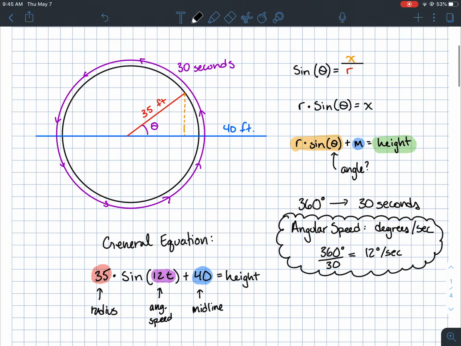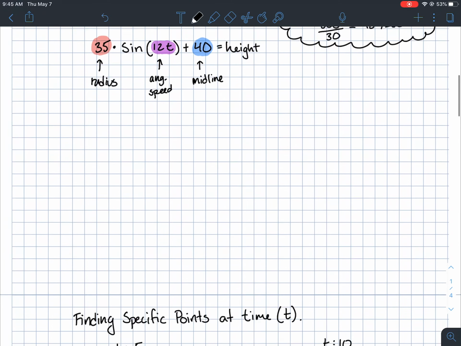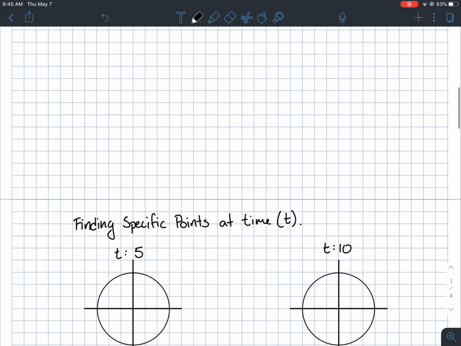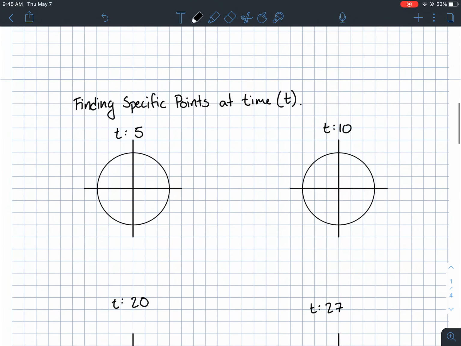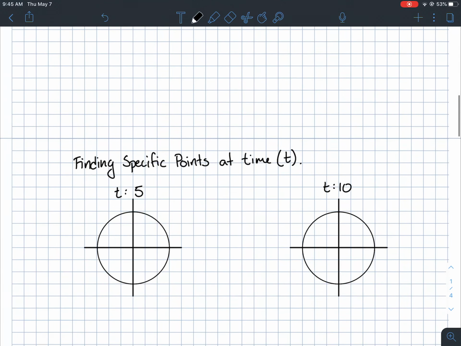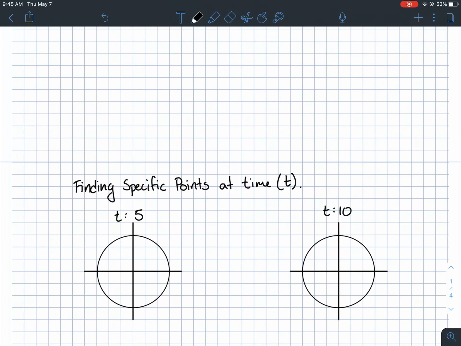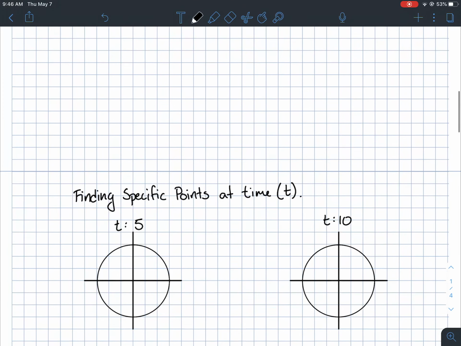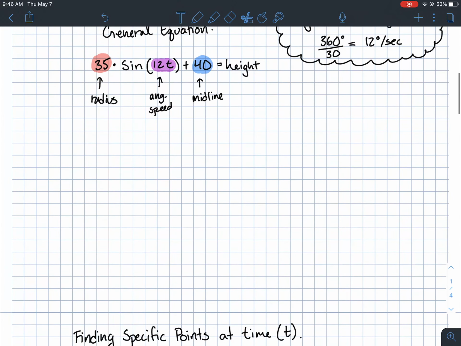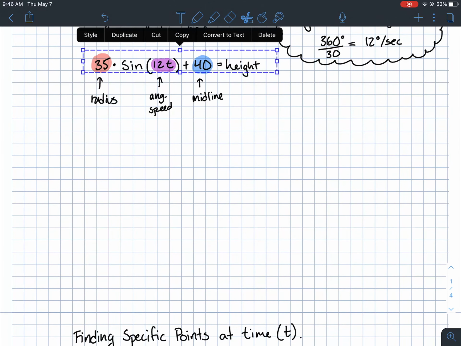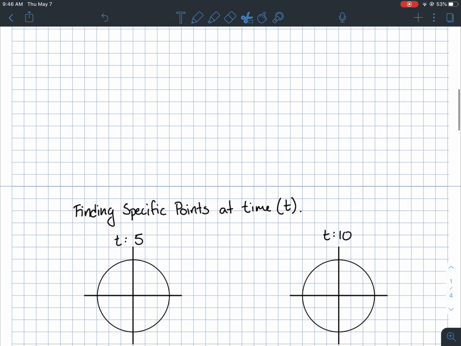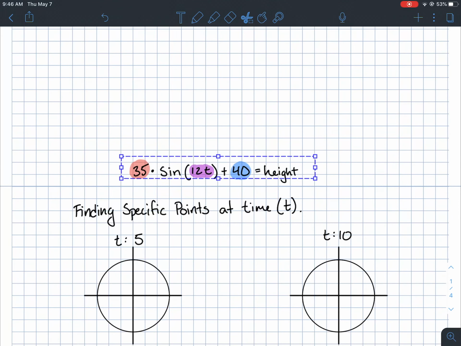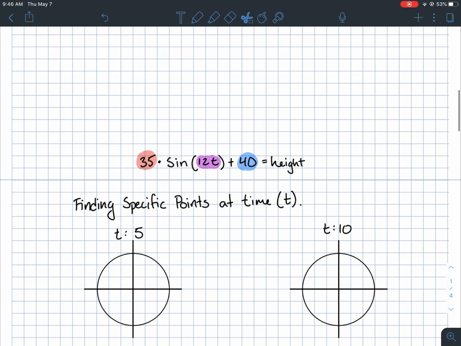So I'll give you a second to look at all of this here. Okay, so now we're going to go down and find some specific points at time t. Again, our equation that we're going to be using, I'll just copy and paste it. Here's our equation.